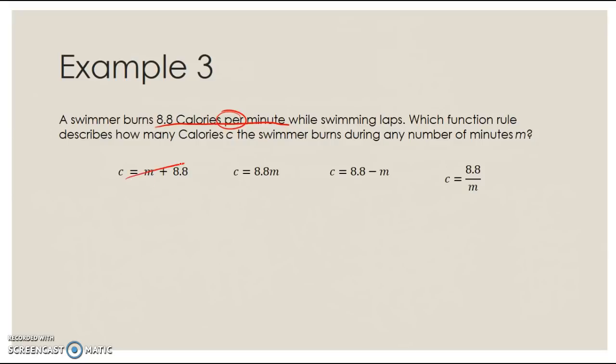So here we have addition, so we know it's not that. Multiplication, subtraction, and division. So it has to be that C equals 8.8 m. Meaning that the number of calories burned is equal to the 8.8 calories per minute in our answer here. And that's how simple that is.